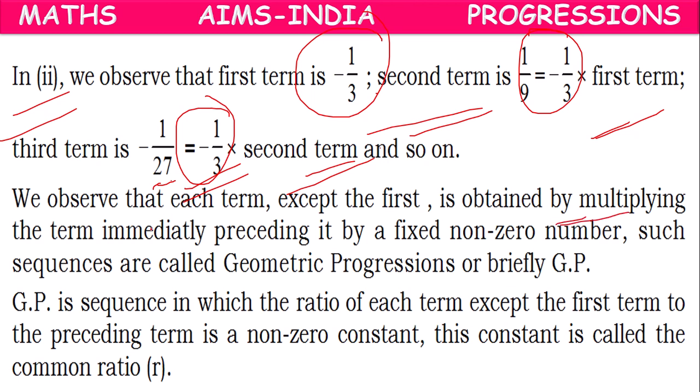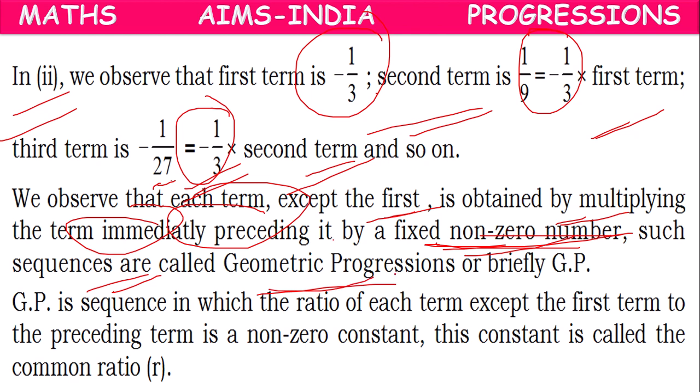So by multiplying the immediate preceding number by a fixed non-zero number, we are getting the next number. Such sequences are called geometric progressions, or briefly we can denote them as GP.